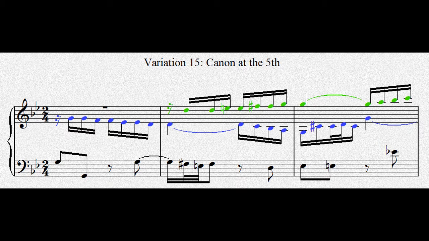And once again, there's a separate bass part for the left hand to play as well. Most of the Goldberg variations are written in G major. This is one of only three variations in the whole piece which is written in G minor.